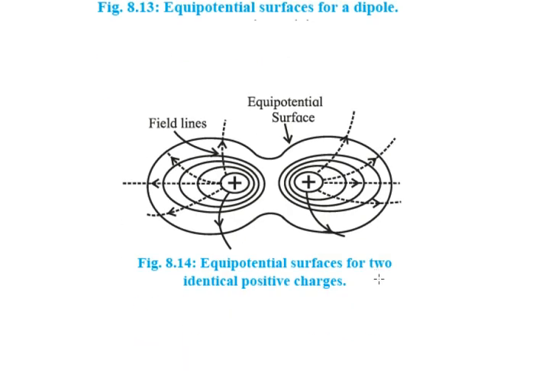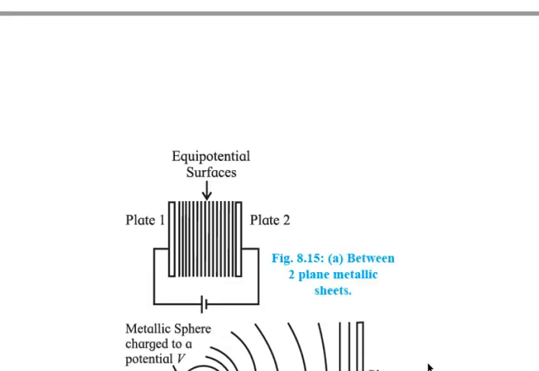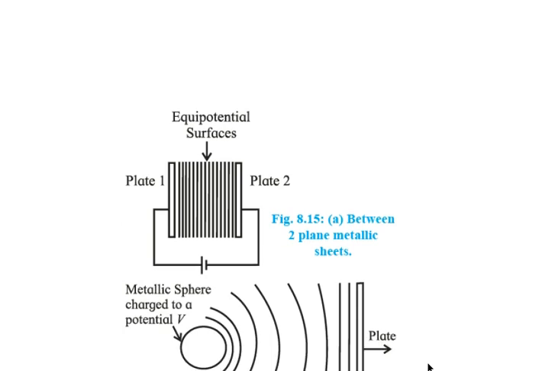Here are also the equipotentials for two equal charges, plus and plus. Here also the same thing: the lines of force go away because it is a positive charge. The closer to the charge, the electric field intensity is more, so this distance must be smaller, and here this distance must be greater. So this is the construction of equipotential surfaces.